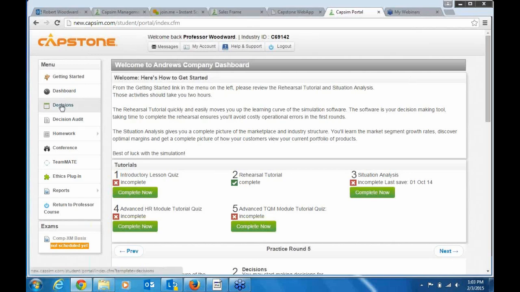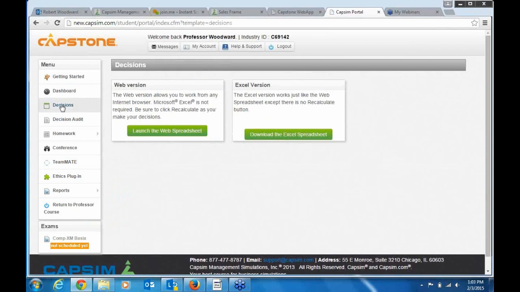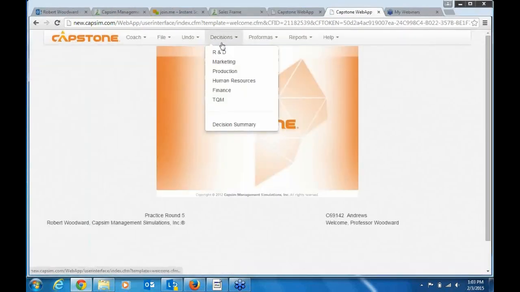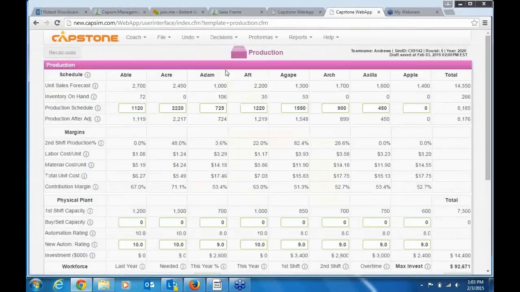All right. So part of the nice thing about production is you're dependent a little bit upon other departments, but the information that they input will give you a lot of information as to what decisions you should be making. Okay. So I'm going to go ahead and launch the web spreadsheet. Click into production. Let's quickly go over a little bit of what we're seeing.